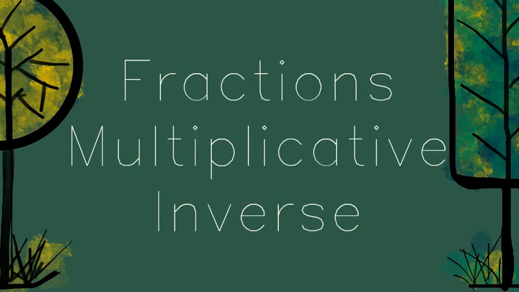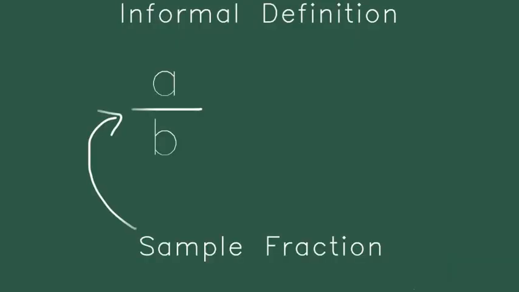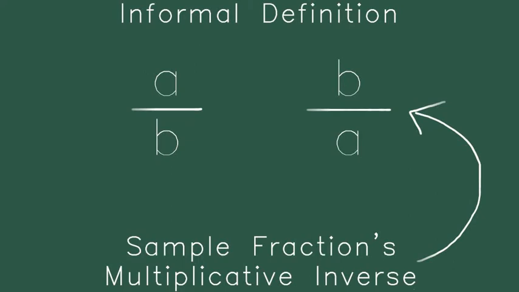Welcome back. Today we're going to discuss what multiplicative inverses of fractions are, and let's go through the informal definition of it. Let's say we have a fraction a over b, and we're trying to find out what the multiplicative inverse of this fraction is. Generally speaking, the multiplicative inverse is another fraction, okay? And when you multiply the given fraction and the multiplicative inverse of that fraction, you are going to be left with 1.